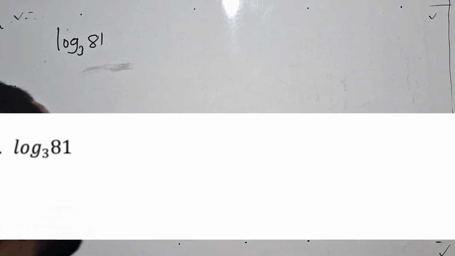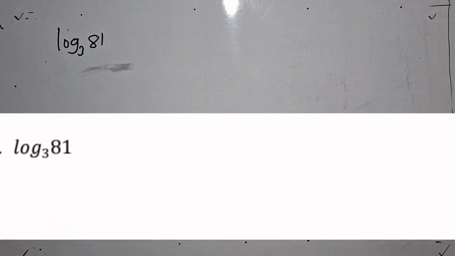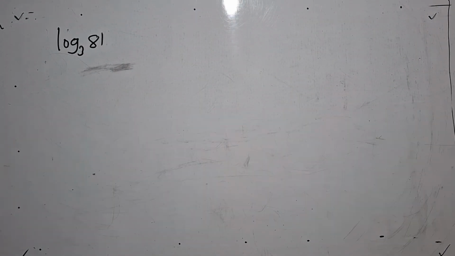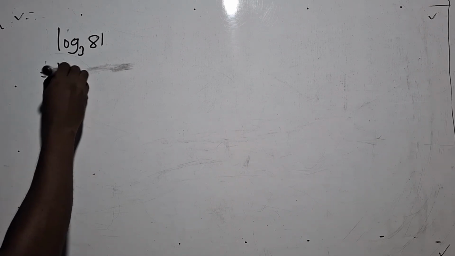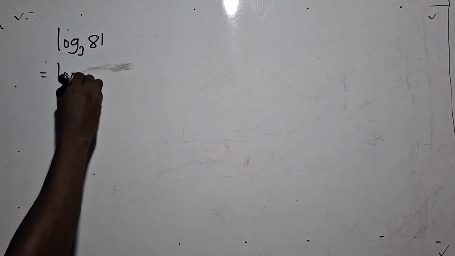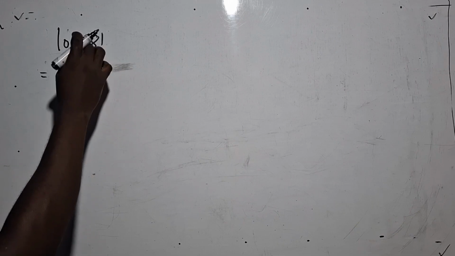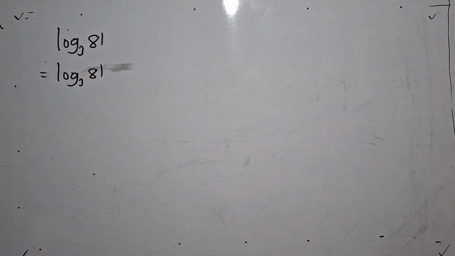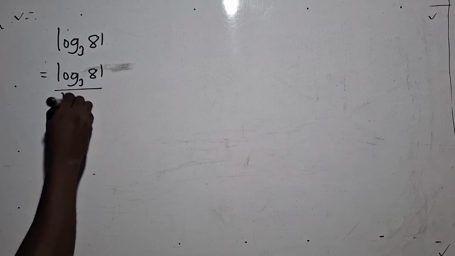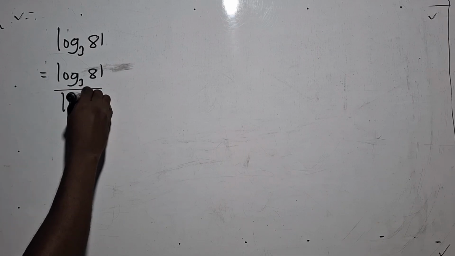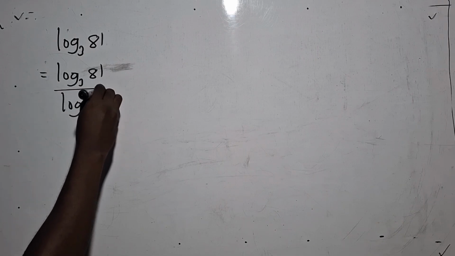As the third question is posted on the screen, now we have log to the base 3 of 81 that we are going to use the change of base method to solve. So this one is going to give me log base 3 of 81. The common factor for 81 and 3 is going to be 3. So all over log to the base 3.